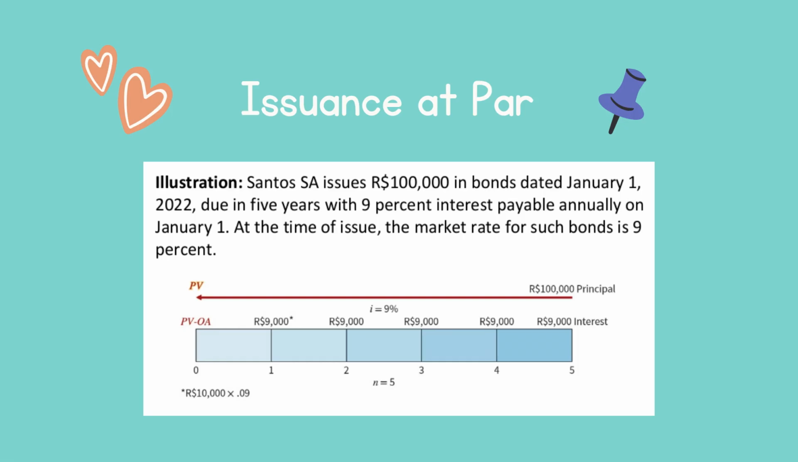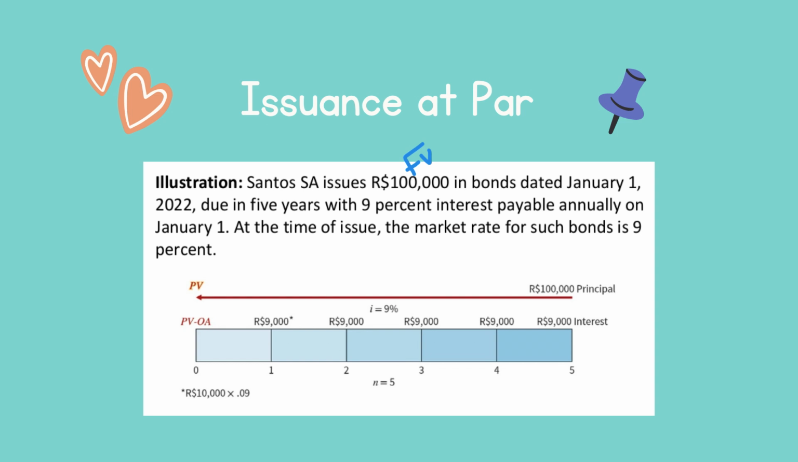So we have this question from the Kieso book. Santos SA issues $100,000 in bonds dated January 1st, 2022, due in 5 years, with 9% interest payable annually on January 1st. Okay, so what does that mean? He issued 100,000 in bonds. This is the face value. It's called face value, okay?